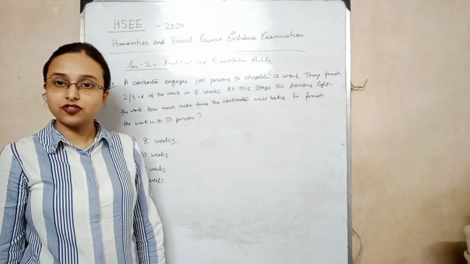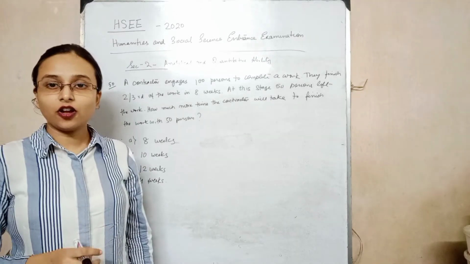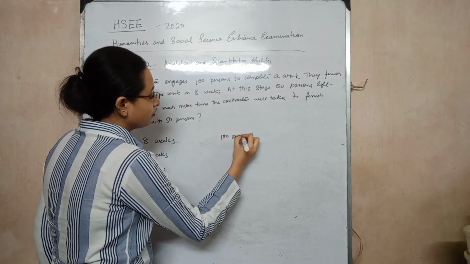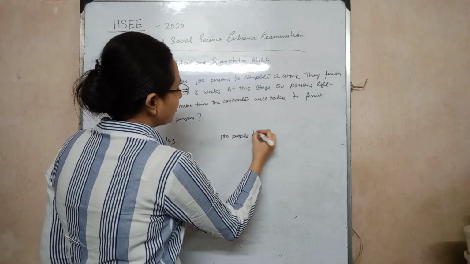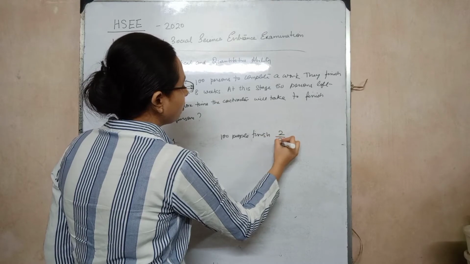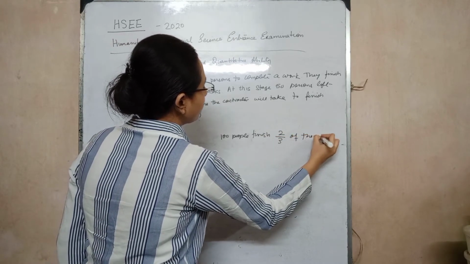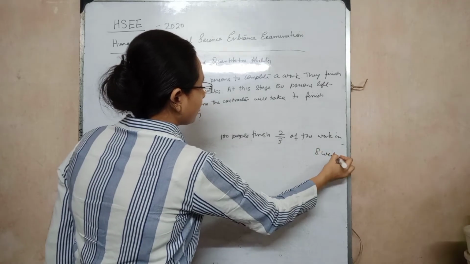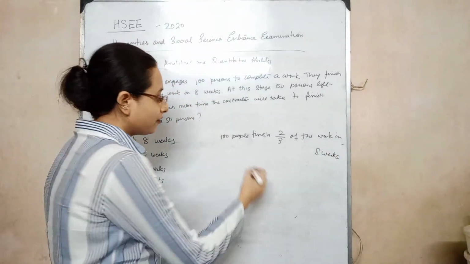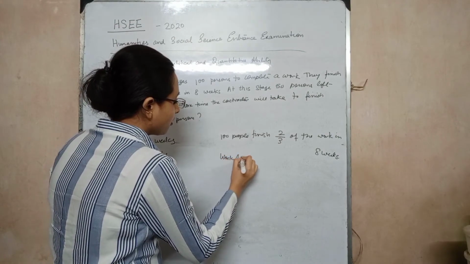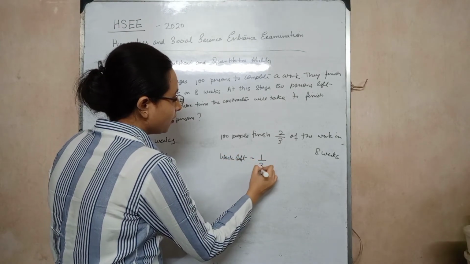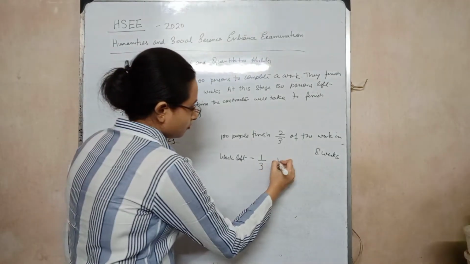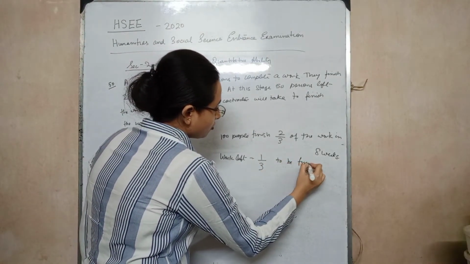Now I will solve the question. See, 100 people finish 2/3 of the work in 8 weeks. So how much work is left? Work left is 1/3, which they are supposed to finish in 4 weeks.